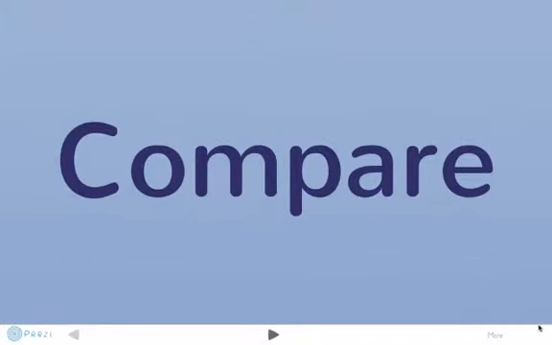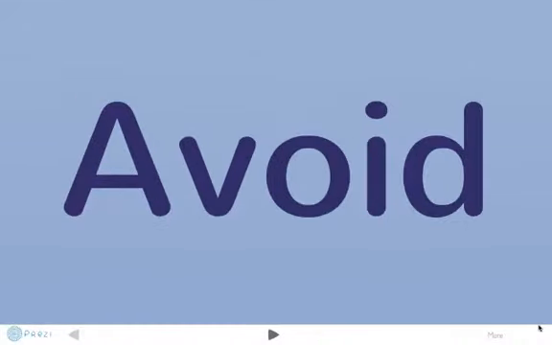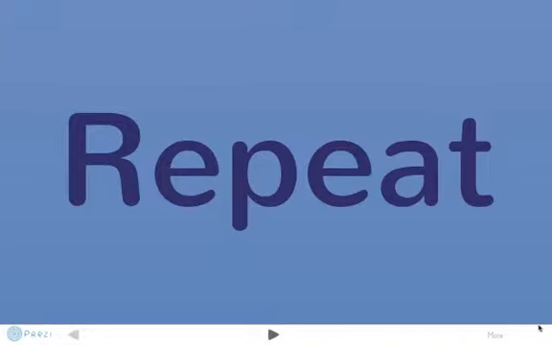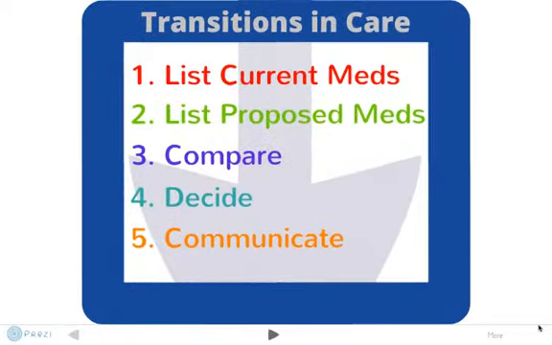Compare the patient's prescriptions to the medications that the patient has actually been taking. Avoid medication errors including omissions, duplications, dosing errors, drug-drug interactions, or drug-disease interactions. Repeat at every transition of care in which new medications are ordered or existing orders are rewritten. Transitions in care include changes in setting, service, practitioner, or level of care.